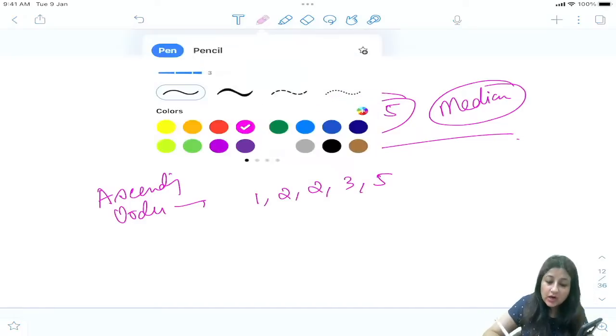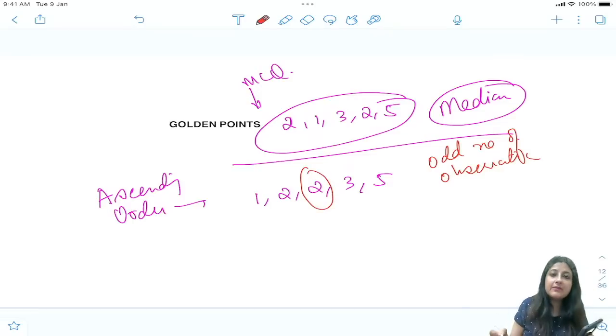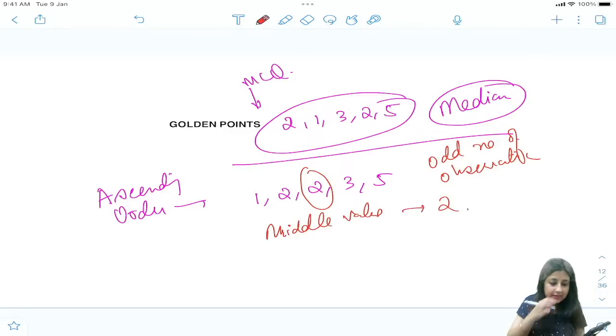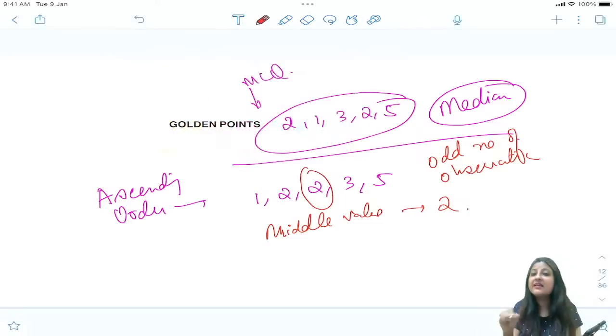1, 2, 2, 3, 5. Now, this is what? Odd number of observations. So when we have an odd number of observations, it is simply the middle value. So here, what is the middle value? 2. Then why did you say 3, guys? Never be in a rush. This is a question where you cannot afford to make a mistake, guys. You cannot make a mistake in this small question.